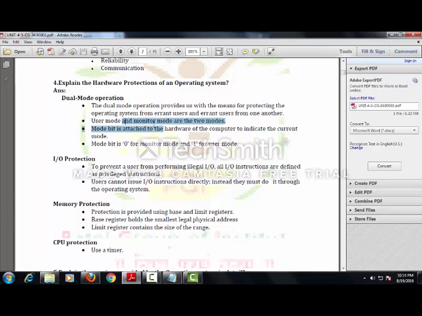User mode and monitor mode are two different modes. Now how to identify whether it is user mode or monitor mode? There is one bit, known as the mode bit, always attached with the hardware. Every computer system has different hardware, and every hardware has a single mode bit. If the mode bit is 0, that means it is monitor mode, and if the bit is 1, that means user mode. So this is dual mode operation.